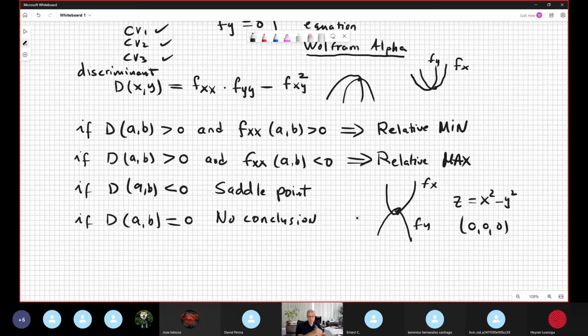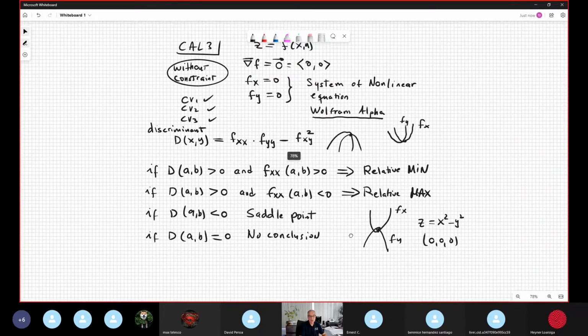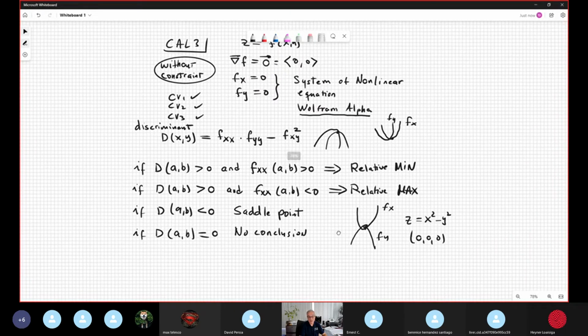Okay, it's a big picture of the max and min without constraints. Local max or relative max, relative min, and a new concept, a saddle point. Wow, saddle point. I never saw it before in my life. Okay, now let's see an example to understand this much better.